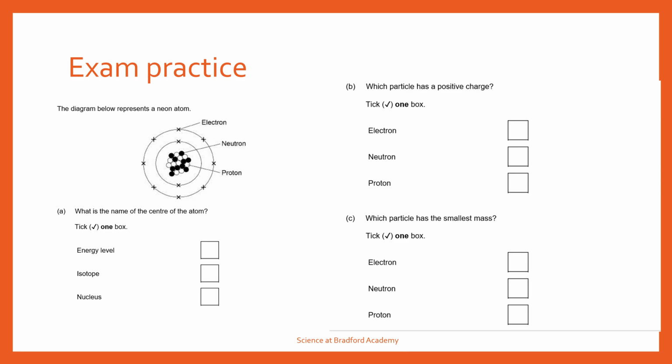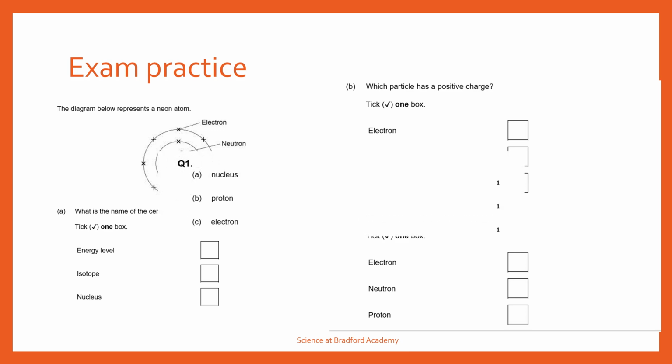Which particle has a positive charge? So if you remember what we talked about earlier, P for proton, P for positive, +1 charge, that is the proton, and which has the smallest mass. So this is just some recall here. This is just something you have to remember. So the subatomic particle with the smallest mass is the electron. So what I'm going to do now is I'm going to put the exam question, the mark scheme on the screen, and you can self-assess that work.